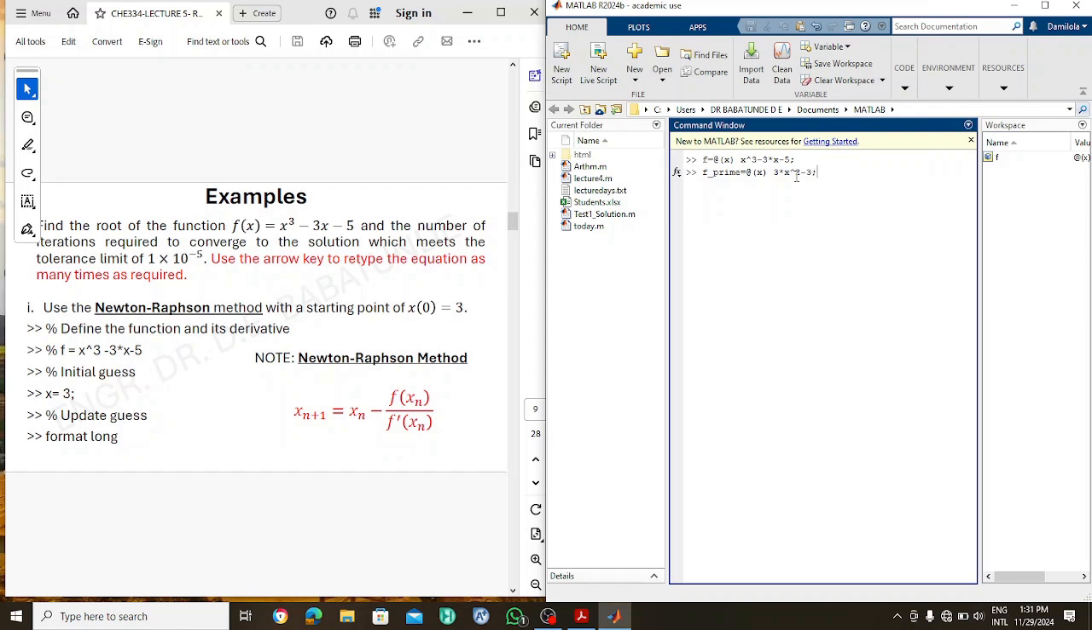Okay, so now I have my f of x and f prime of x. So what else do I need? I need my initial guess. My initial guess is x equals to what, according to the question? X equals to 3. Let me put a semicolon. So with that, I can now compute a refined value for x based on the Newton-Raphson's method.